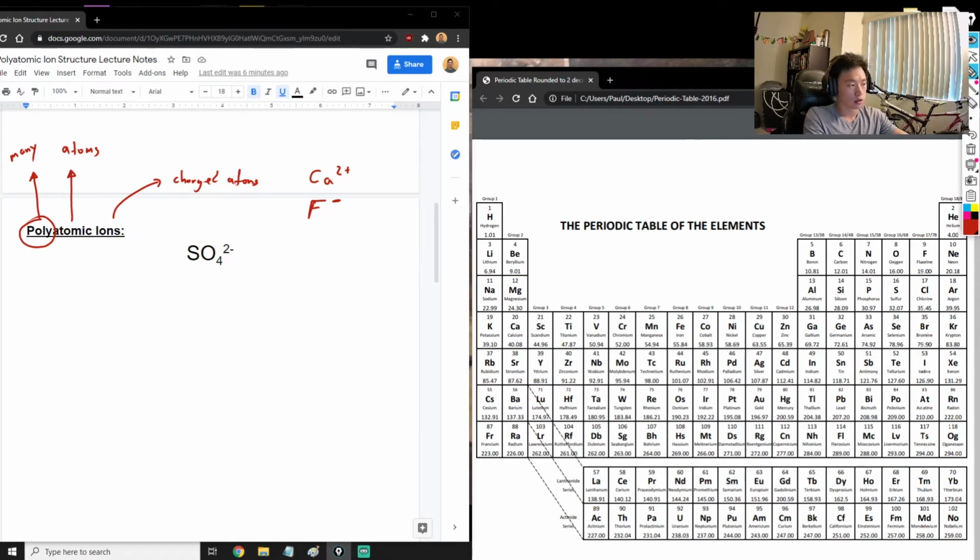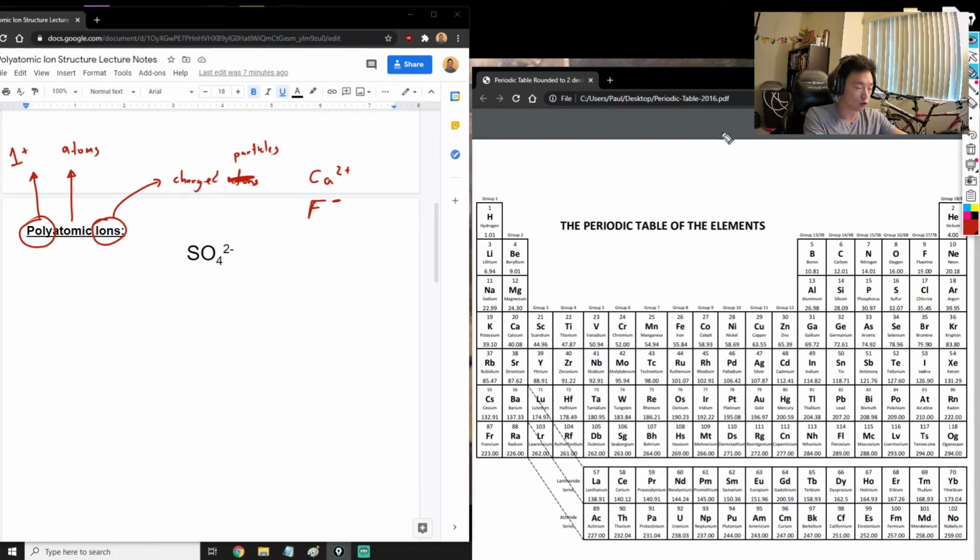So another definition, a better one here wouldn't be many, it'd be more than one. So I'll just put 1+. Ions, charged particles, not atoms now, that have more than one atom. So we're not just using Ca2+ or F- anymore. We're going to have things like SO4 2-. It's a molecule, SO4, and when they come together, the whole thing has a negative charge.